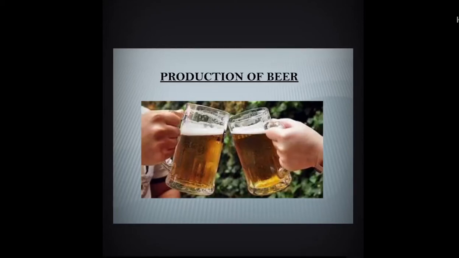Today we will see the production of beer. First we see what is a beer. Beer is a fermented alcoholic beverage made from barley, wheat, rice, etc. The ingredients of beer are hops, yeast, grains, sugar, water. Most of the grain used in beer is barley.